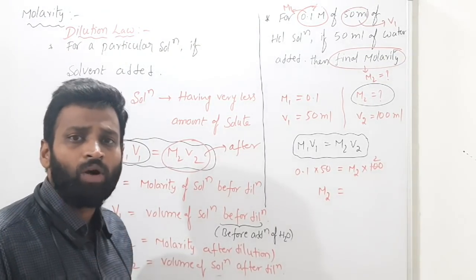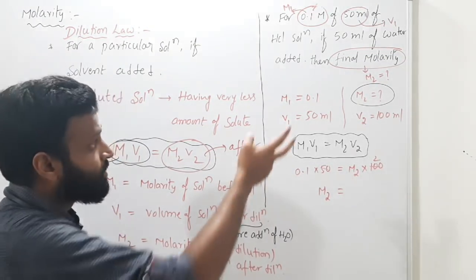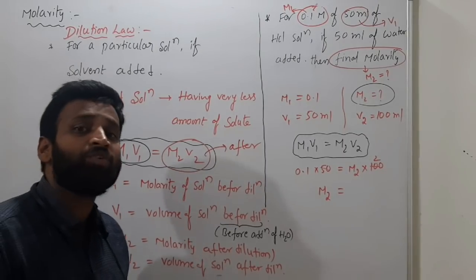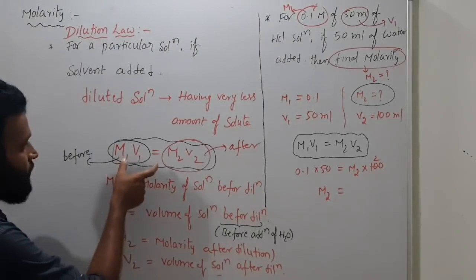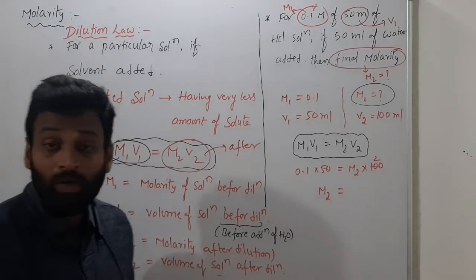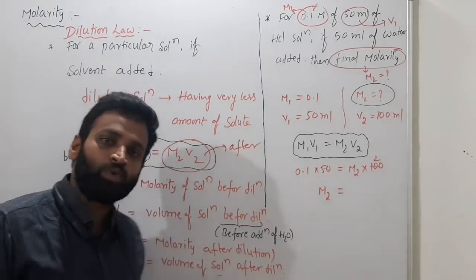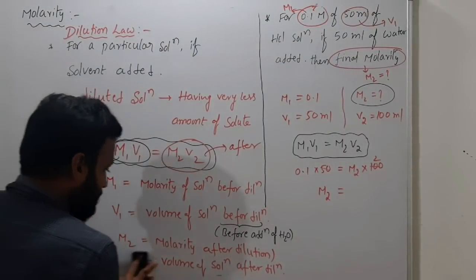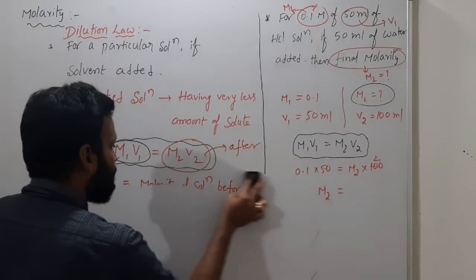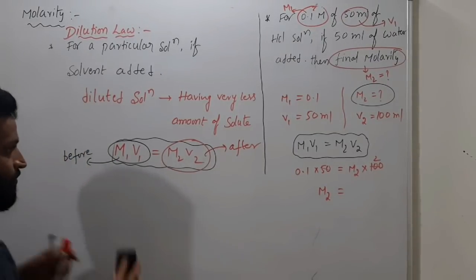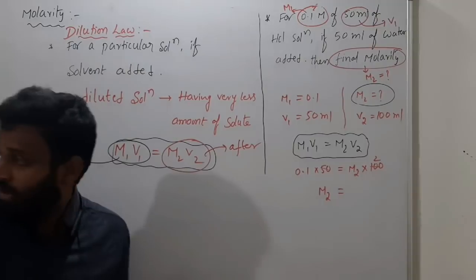Okay, so how much water is added, if they are asking? Change in volume, V2 minus V1, you have to consider. Got it? So what is the relation we have to take? M1 V1 is equal to M2 V2. So if they are asking what is the amount of water added here? Same formula.